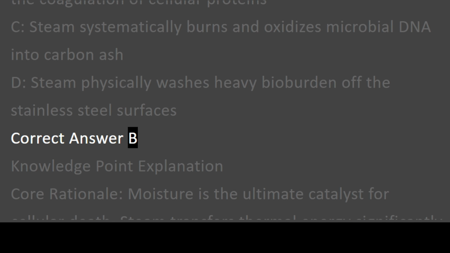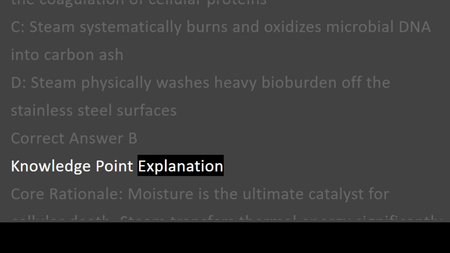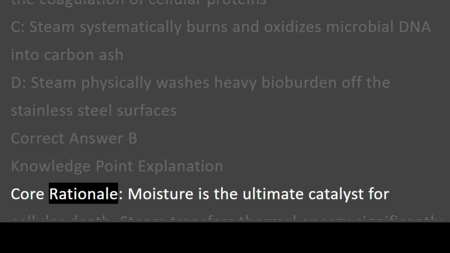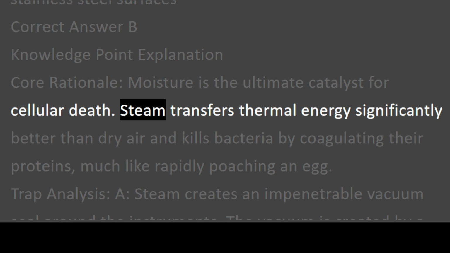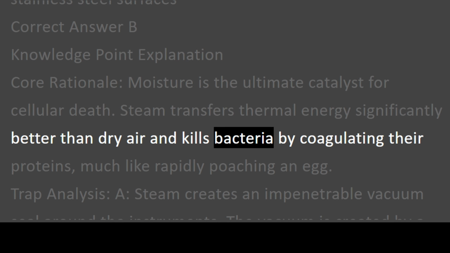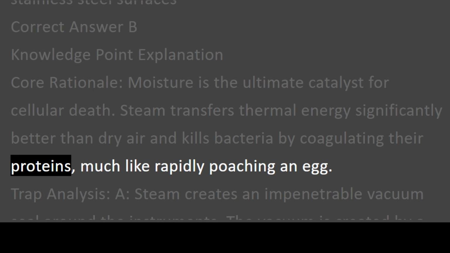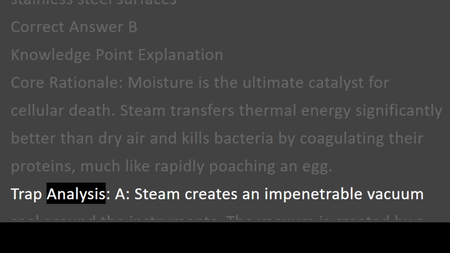Correct answer B. Knowledge point explanation. Core rationale: moisture is the ultimate catalyst for cellular death. Steam transfers thermal energy significantly better than dry air and kills bacteria by coagulating their proteins, much like rapidly poaching an egg. Trap analysis. A.